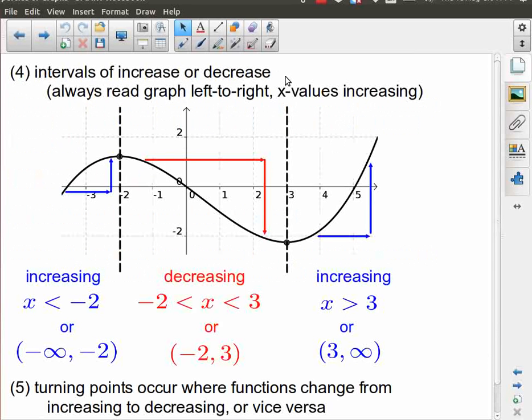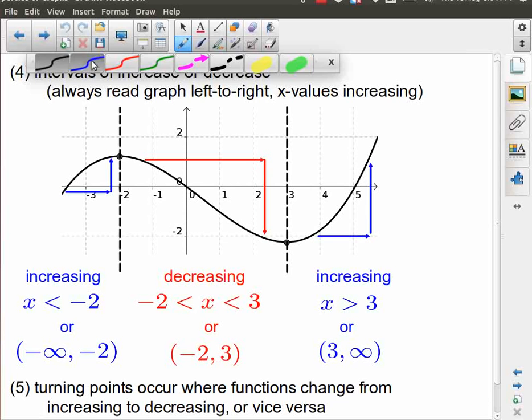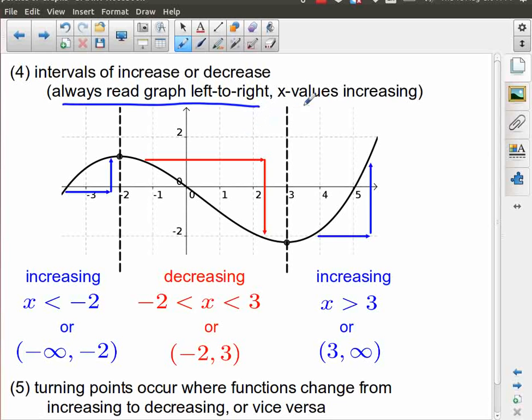Now, intervals of increase or decrease. You may have been introduced to these already, formally or informally, but they are going to be something you're expected to know for this course. Now, the idea of increase or decrease, I would say the single biggest thing for students to remember is the idea of always reading the graph from left to right. That is the key. So let me explain where people will go wrong and why you must read it this way. And let's take a look at this first graph.